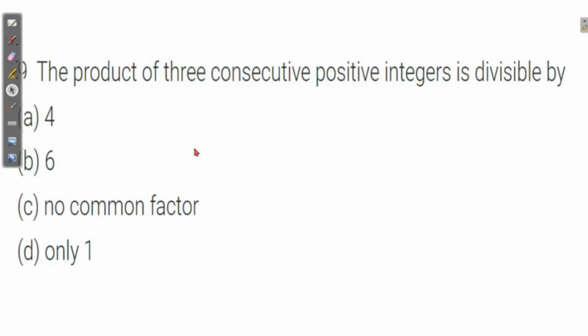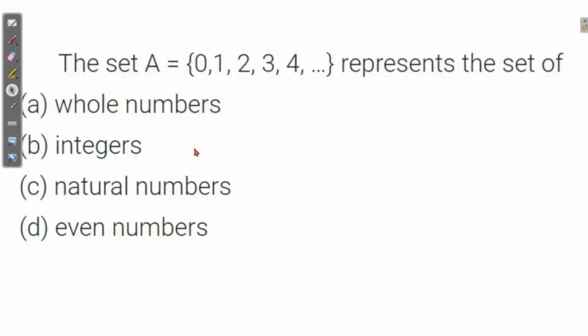Okay, the last question. Here the numbers 0, 1, 2, 3, 4 represent the set of whole numbers. Don't forget, integers are nothing but the set of positive and negative numbers. Natural numbers start from 1, 2, 3, and so on. Even numbers are 2, 4, 6, 8, 10, and so on. So here, if it starts from 0, it is the set of whole numbers.